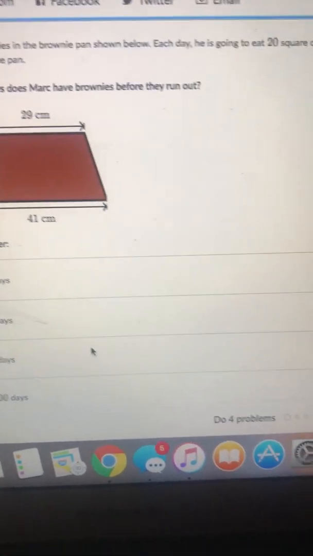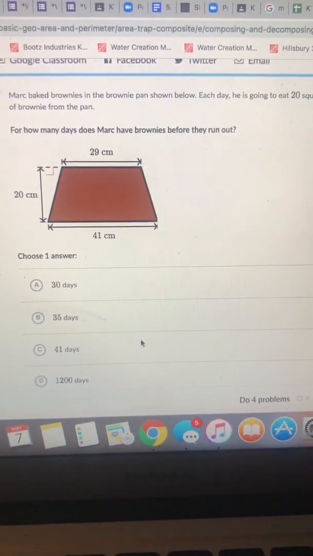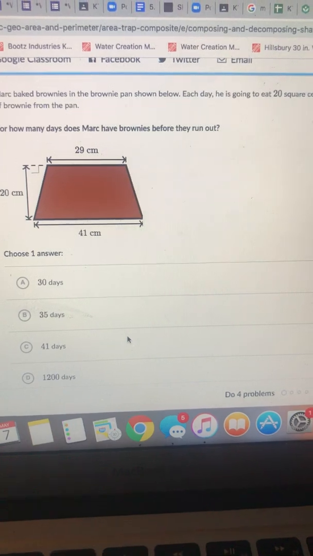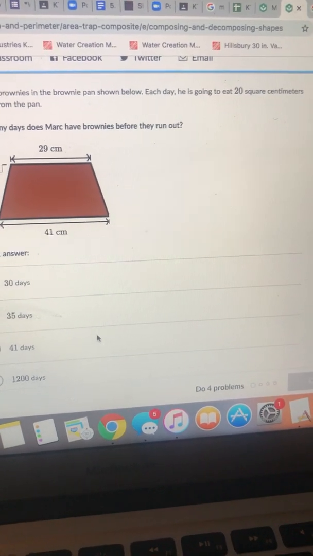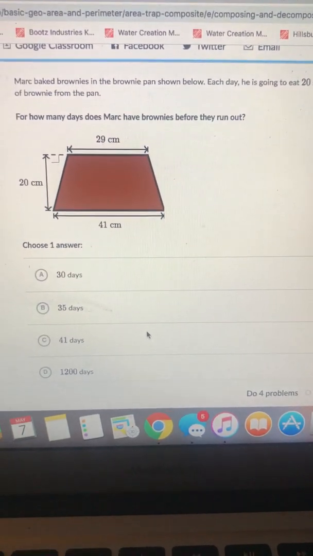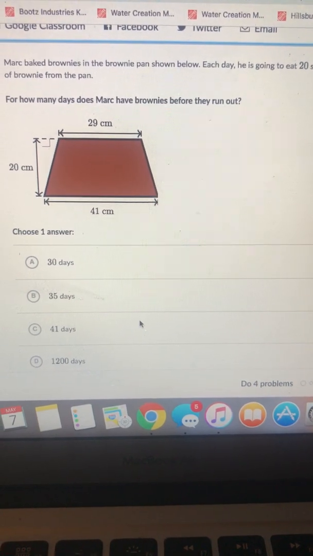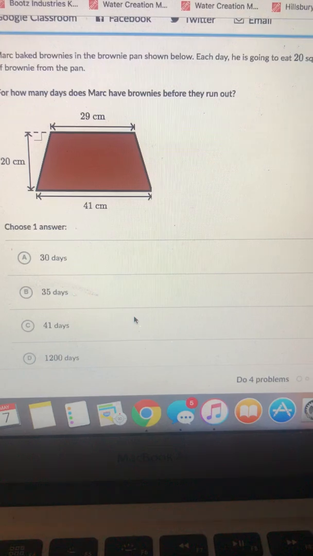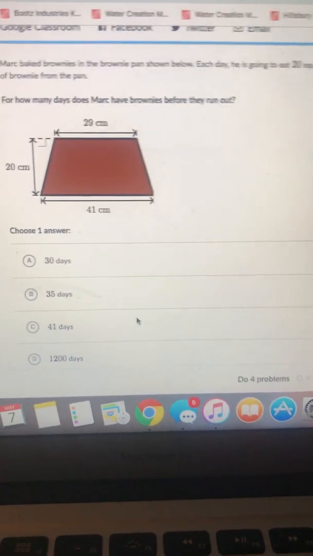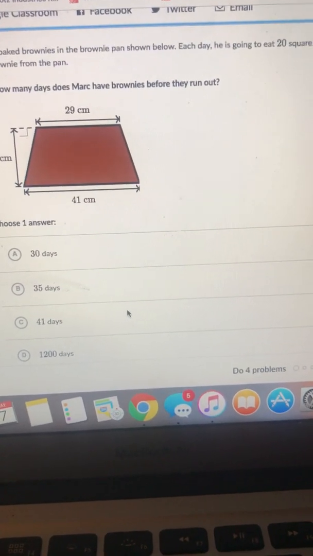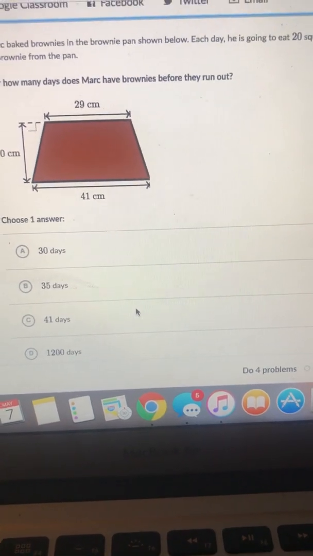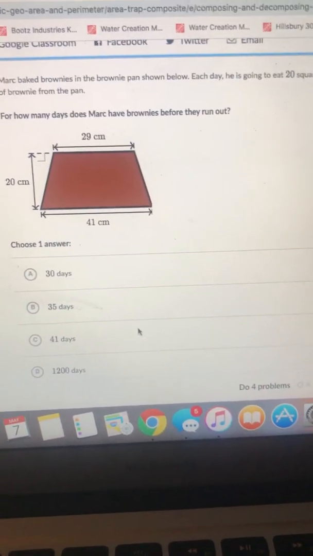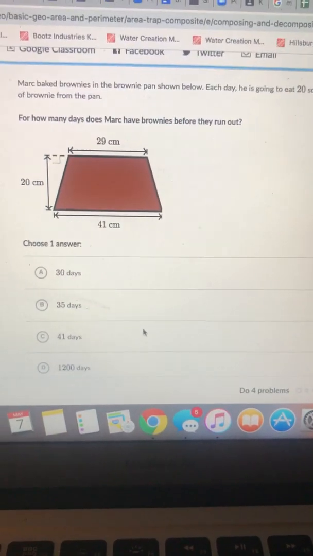And so it says, Mark baked brownies in the brownie pan shown below. Each day he's going to eat 20 square centimeters of brownie from the pan. How many days does Mark have brownies before they run out? So you have a hint based on the name of this area challenge that you're going to need to find the area. And so we got to figure out what's the shape in order to find the area. So I'm going to figure out what the shape is.